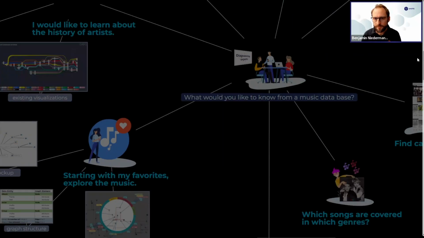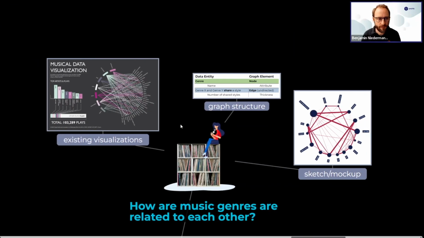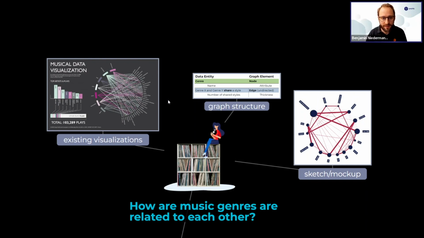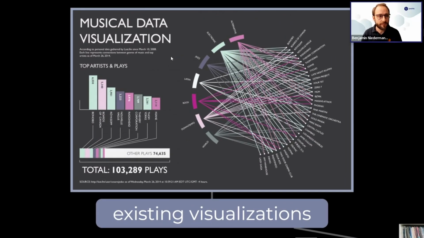One moment, I need to go back to this. And here you can see what we've done then. We just had a first look at the existing visualizations to see what kind of ideas are already out there. So we just did some image search in Google. This is also a typical way to find existing visualizations for this.